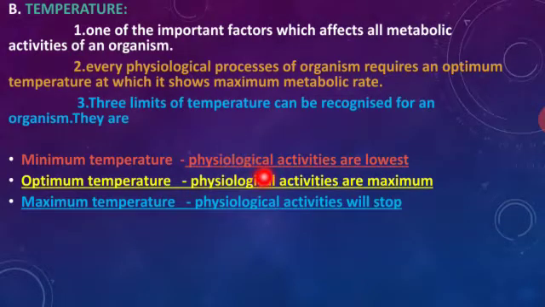Minimum temperature means the physiological activities are at their lowest. Optimum temperature means physiological activities are maximum. Maximum temperature means physiological activities will be stopped there. So three different limits of temperature are there: maximum, minimum and optimum temperatures.